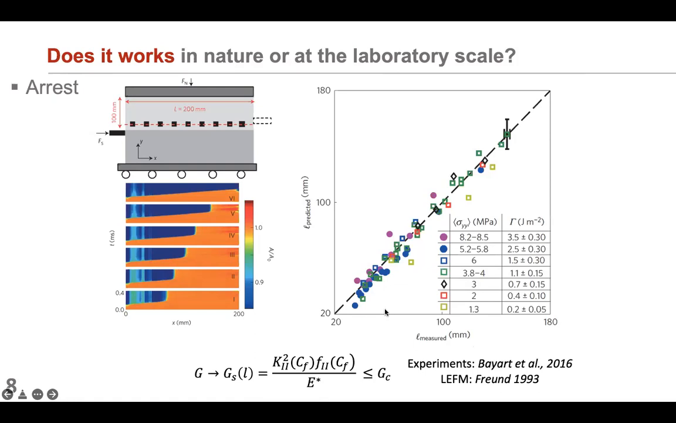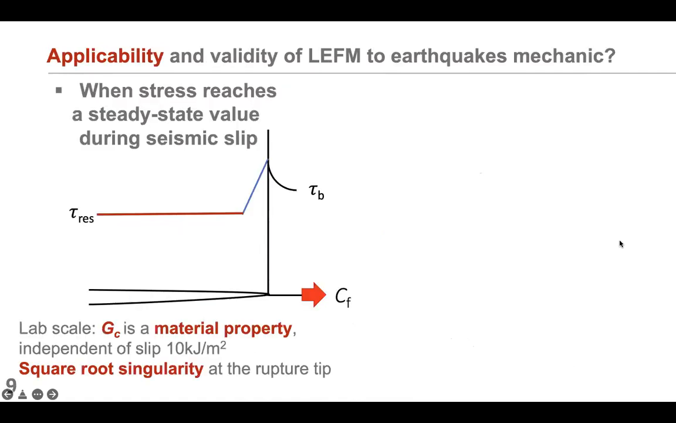And here you can see the evolution of the measured length for each event that they were able to record during a lot of different experiments. And here you can see the value of the prediction using this equation. So is it always the case? And is linear elastic fracture mechanics always applicable to earthquake mechanics?